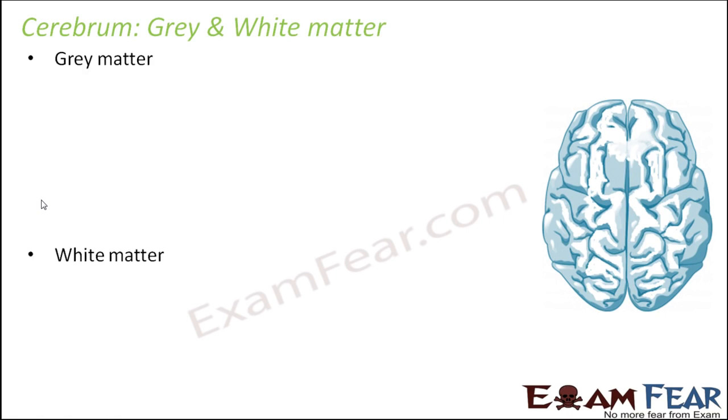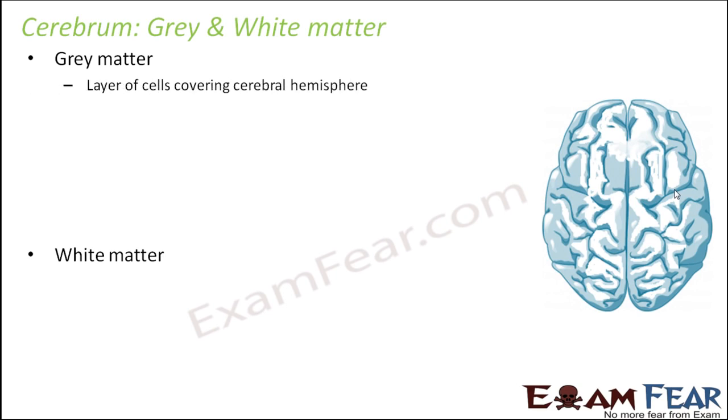Gray matter and white matter are nothing but regions inside the cerebrum. If you look at the cerebrum as a whole, you will see that the outer portions are grayish in color, and that is called gray matter, whereas the inner portions are white in color and are called white matter. Now, why are the outer regions gray in color and why are the inner regions white in color? Let us have a look at that.